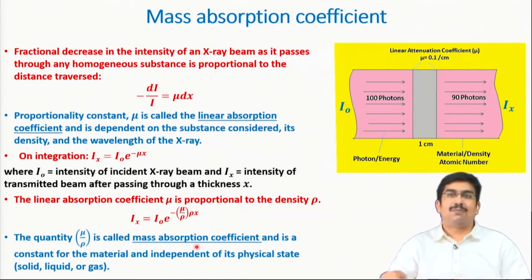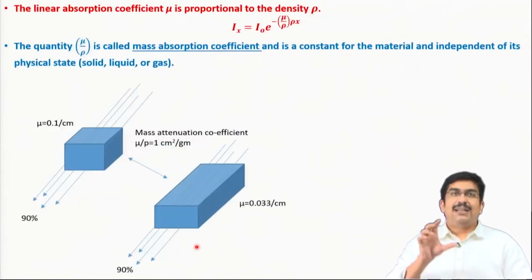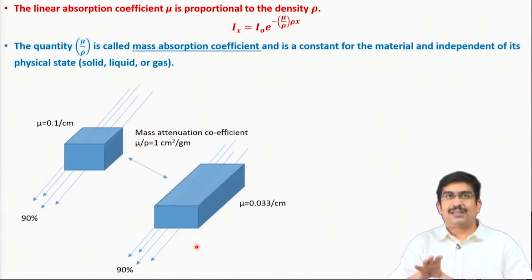So, this is the importance of the mass absorption coefficient. That is why we are normalizing on top of the linear absorption coefficient. The linear absorption coefficient changes with the physical state, but when we normalize with respect to the density, we see that the mass absorption coefficient does not depend on the physical state. That's the point. Now the linear absorption coefficient, as we understand, is proportional to the density rho, and from there we get this relationship, and this quantity is called the mass absorption coefficient, which, as we just discussed, is independent of its physical state.